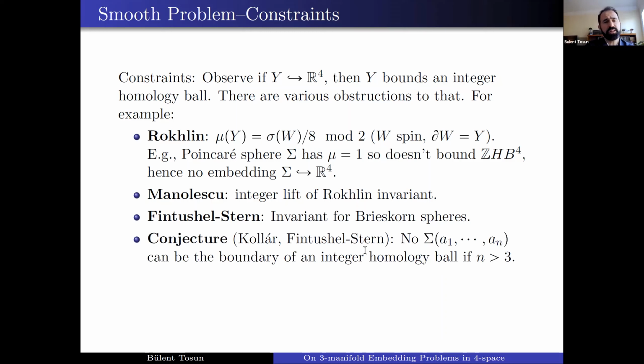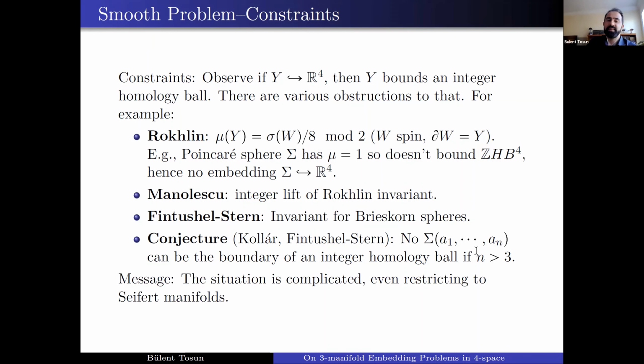And one interesting conjecture I want to list is a conjecture that can be found in a paper of Kollár from 2006. If you think about the Brieskorn sphere Sigma(a1, ..., an), the conjecture is that this will never be the boundary of an integer homology ball if n is greater than 3. And as far as I know, we have no partial progress towards resolving this conjecture. So anyhow, the message, I guess, is that the situation for the smooth embedding question is rather complicated. And even if you restrict to Seifert fibered manifolds, the situation is still complicated.